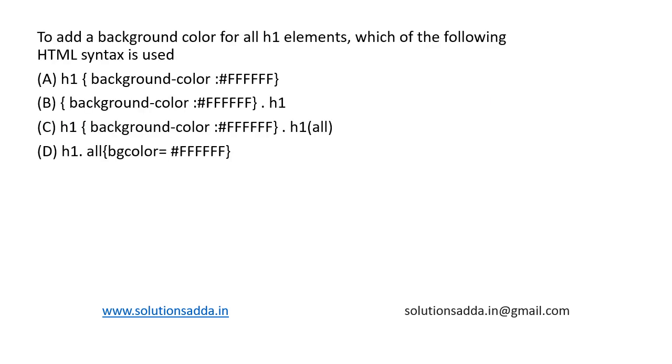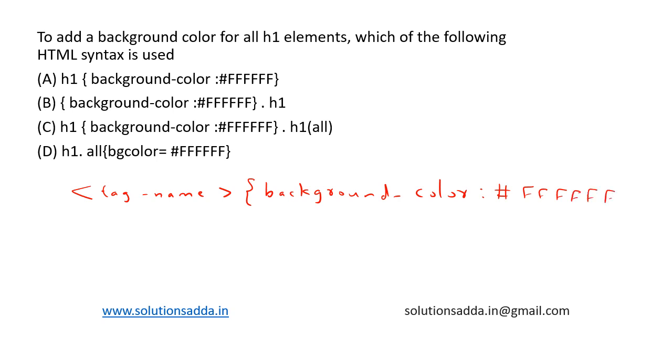This is a question from web technology. To add a background color for all H1 elements, which of the following HTML syntax is used? So the basic syntax to add a background color for a particular tag is the tag name followed by background hyphen color hyphen the color code. So here we are adding the color code FF FF FF.